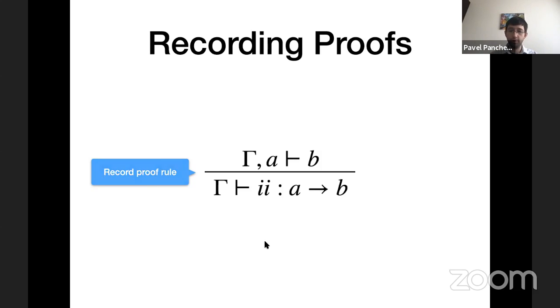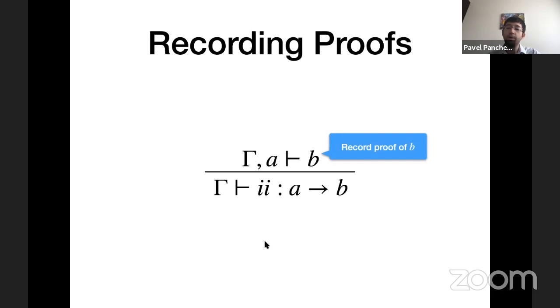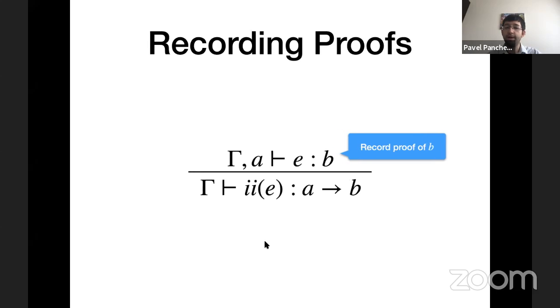Now that records the proof rule. Next, I want to record my proof of B. So, I don't know what exactly your proof of B is. Obviously, it'll depend on what B is, it can be any kind of thing. But let's assume you have some kind of proof. And let's write down E just to represent that whole proof, whatever it is. So now I want to write down not just that I'm introducing an implication, that's the II, but I also want to write down my proof of B. So it's introducing an implication, and it's using E to prove the consequent B.